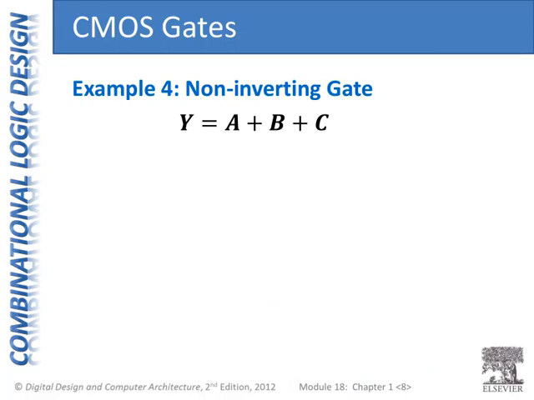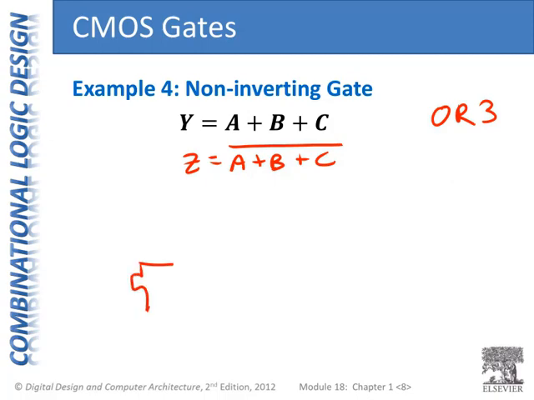So here's another non-inverting gate. This is a 3-input OR gate. And so again, to use a minimal number of transistors, we're going to build an intermediate function, the inverted version of that, and then invert it. So A or B or C.